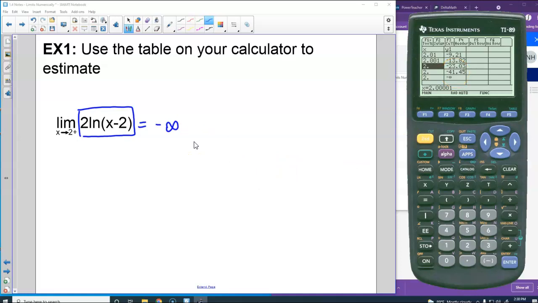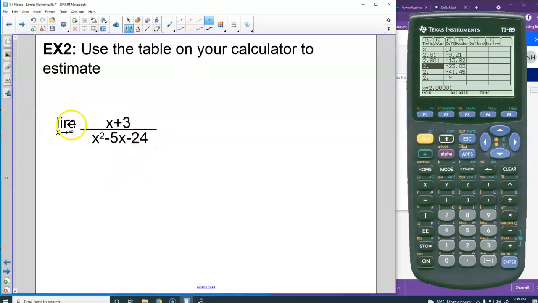Now, if the limit was actually negative 10,000, and that limit actually existed, we would miss it here because it looks like it's going to negative infinity, but it's really negative 10,000 instead. So this is a good estimate. It is not necessarily going to always give us the correct answer, but it's our estimate. So let's try another one, okay?